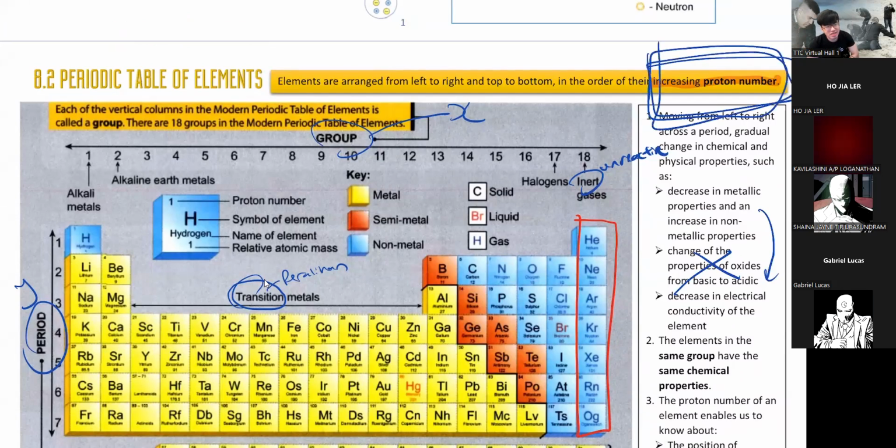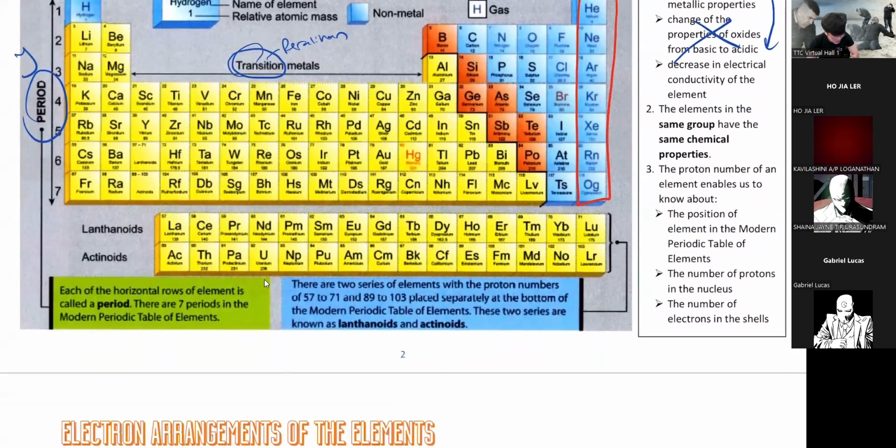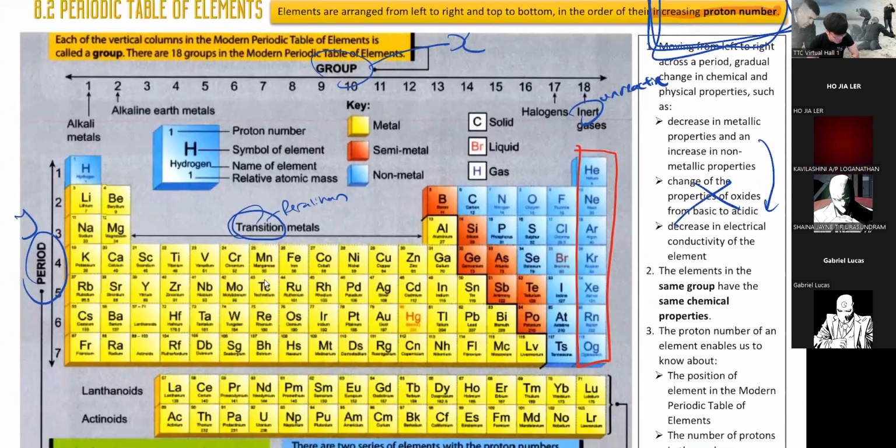Why? Because in the exam they will ask you, how is the periodic table arranged? They are arranged in increasing proton number. As I said just now, same group have the same chemical properties. Same group, same properties. Okay, that's all I'm going to say.